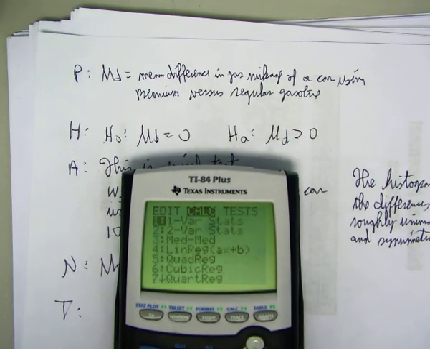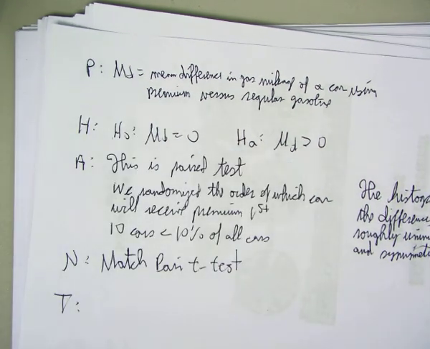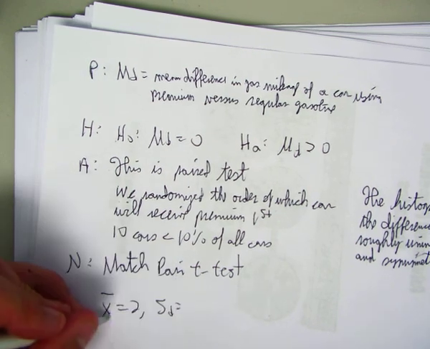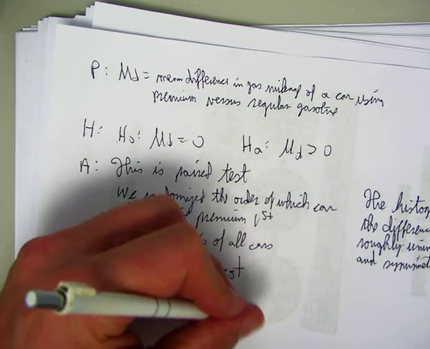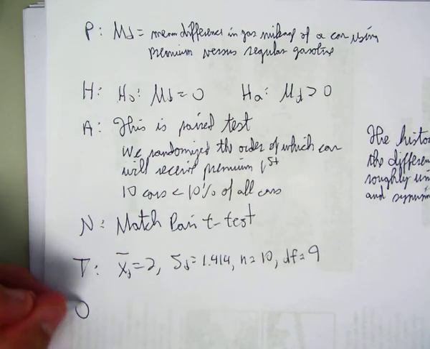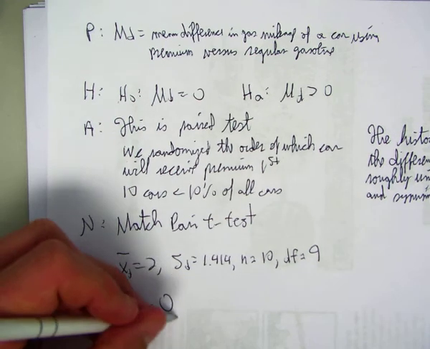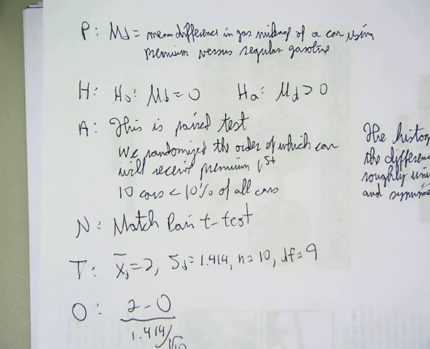Stat, calc, 1-var stats for list 3, right? And we're going to get an x bar of 2 and a standard deviation of 1.414. So x bar is 2, standard deviation of the differences is 1.414, n is 10, degrees of freedom is 9. Okay. Obtain p. So we're going to do x bar minus mu over s divided by the square root of n.